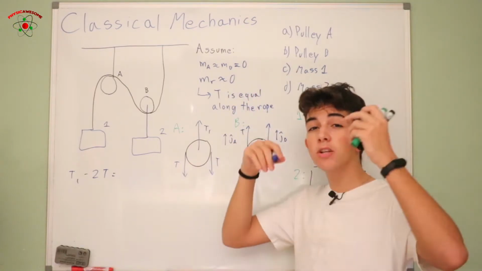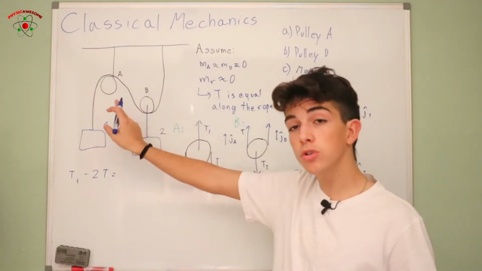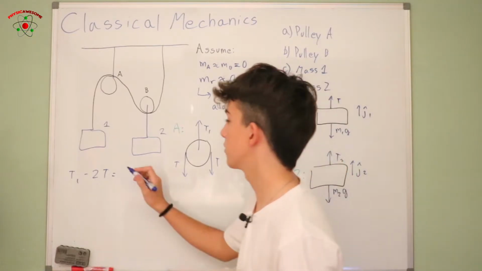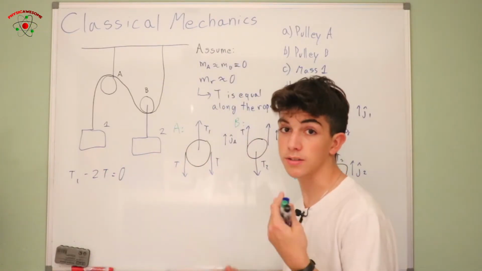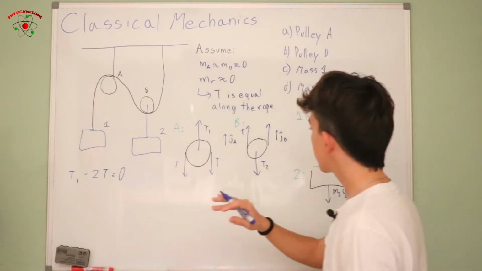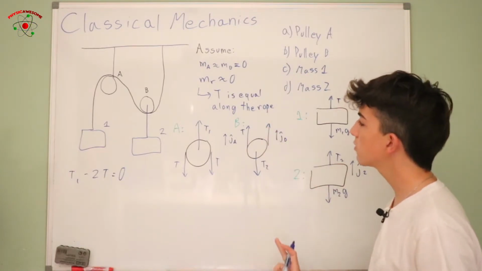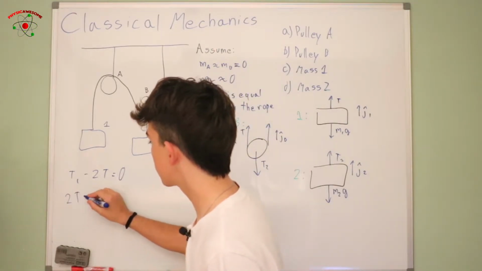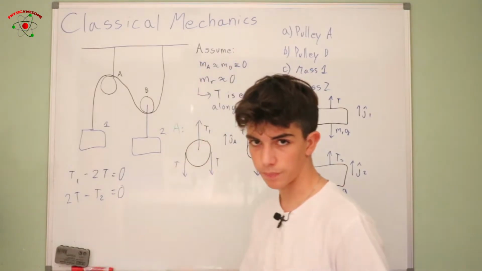So in the remote case it moved, but it doesn't seem it's going to do so. It doesn't matter. It will be 0, or approximately 0, for all instances of our approximation. Then we'll explore the case of B. We have T2 pointing down and 2T pointing up, so it's going to be 2T minus T2 equals 0.